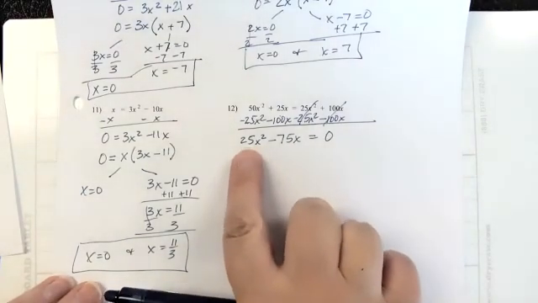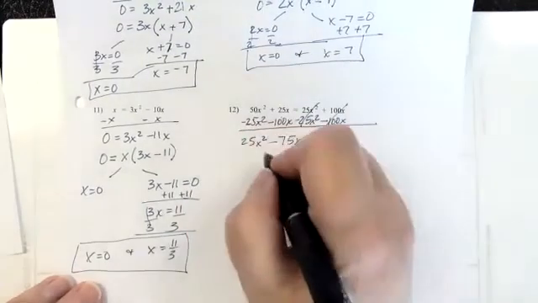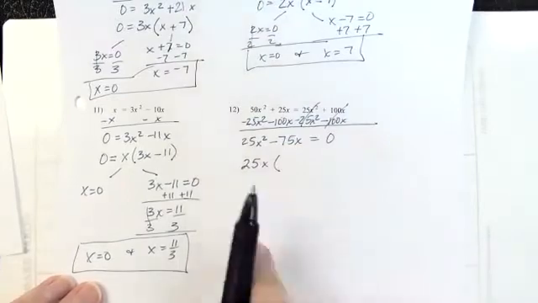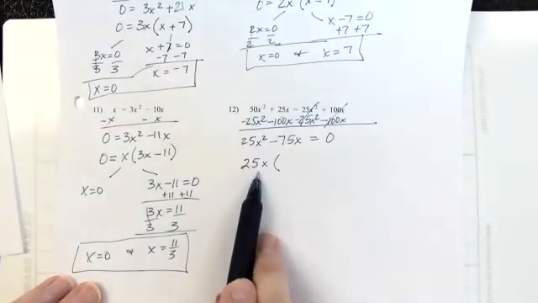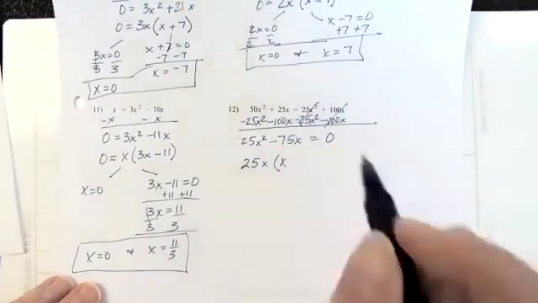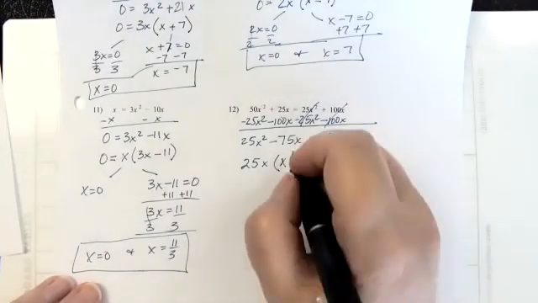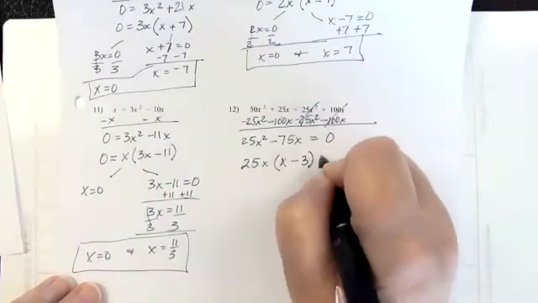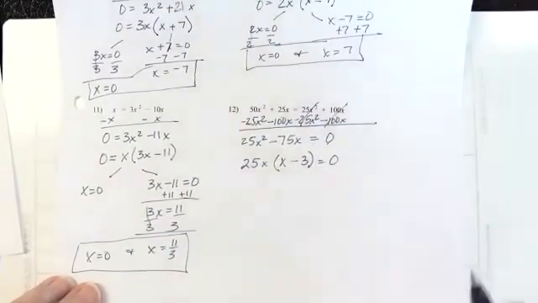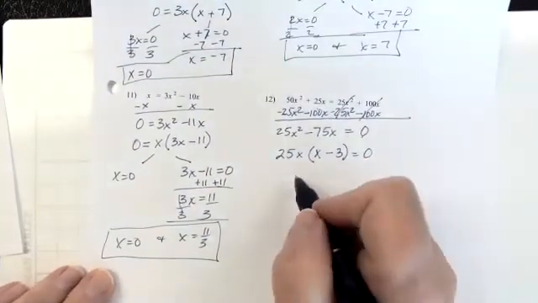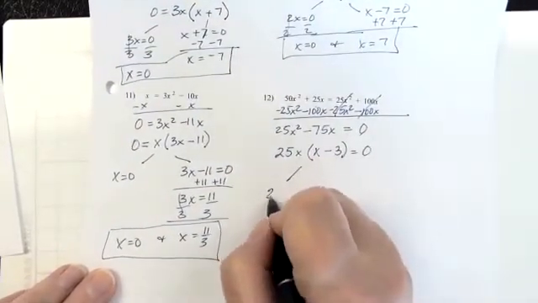What's the GCF? 25x. So we'll factor out a 25x. And then what's left? 25x squared divided by 25x is x. Negative 75x divided by positive 25x is minus 3. And then bring down the equals 0. And it doesn't matter if your 0 is on the left side or on the right side, it's fine either way. So then branch it off.